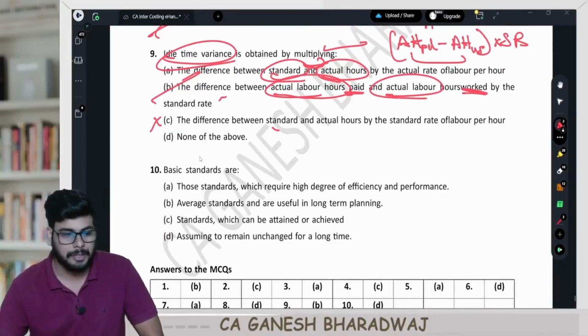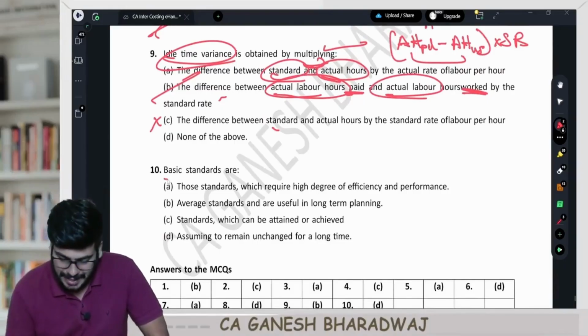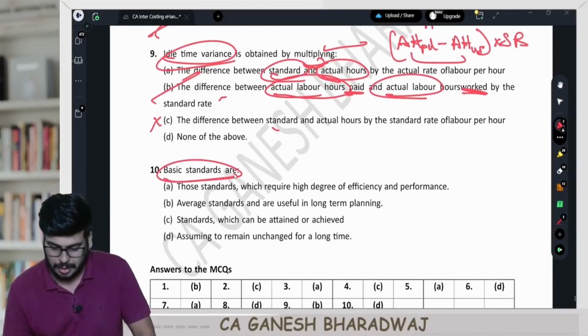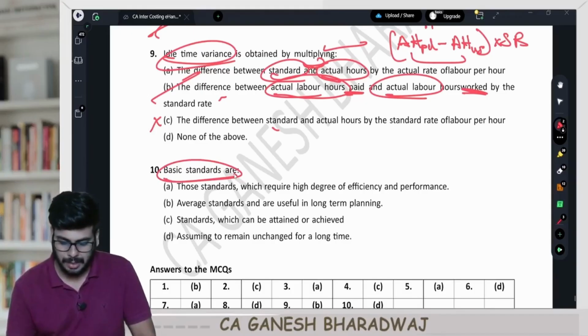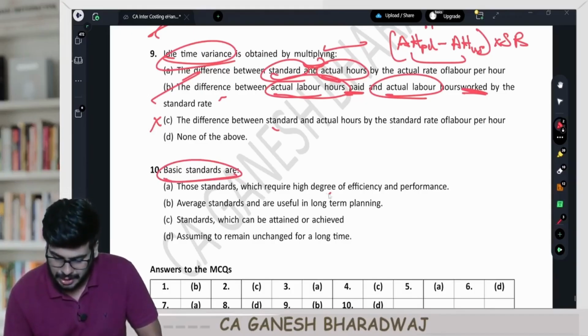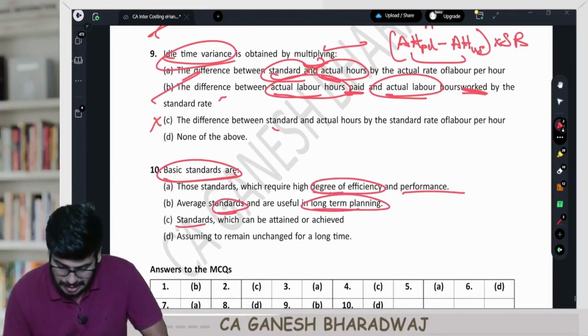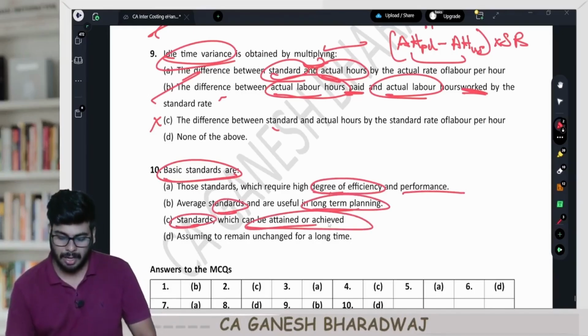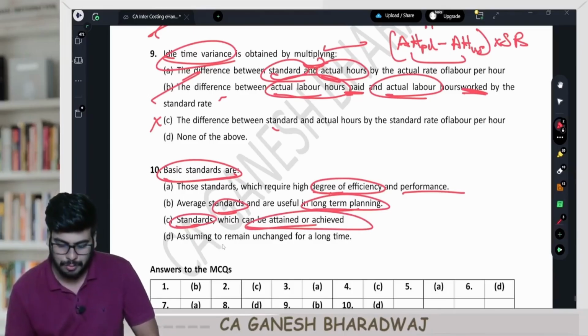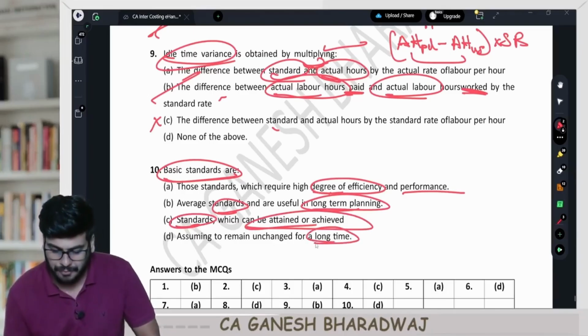The next one. Question 10. Basic standards are those standards which require a high degree of efficiency and performance, average standards, and are used for long-term planning. Standards which can be attained or achieved, they are assumed to remain unchanged for a long time.